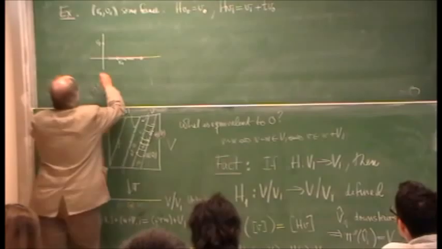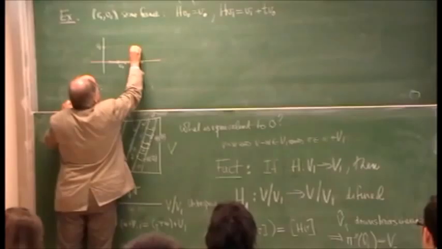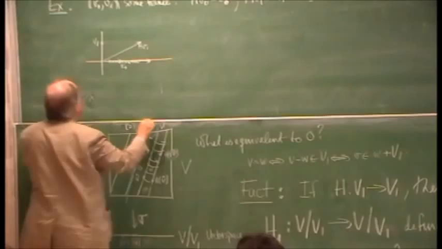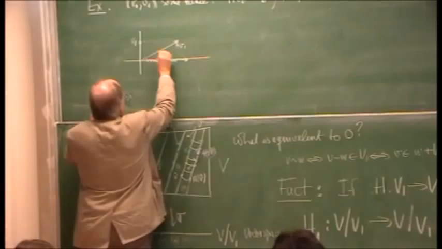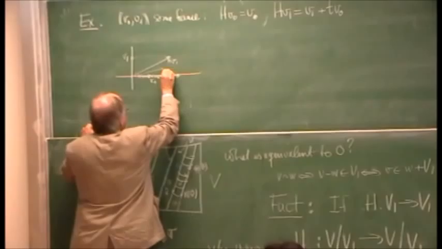V1 goes to V1 plus T. Let's say T is just out here twice, too. So here is H of V1. That's H of V1. What about if I take something in here? This is V0 plus, what is this? Right here, V0 plus epsilon V1.